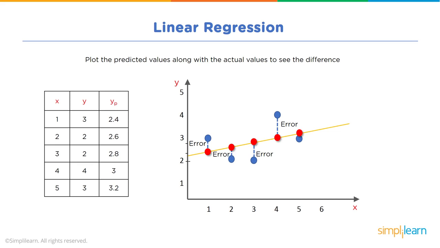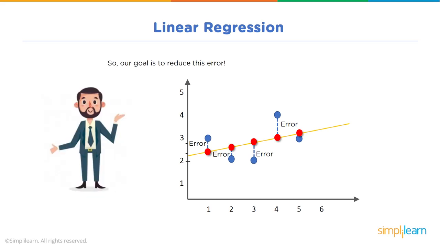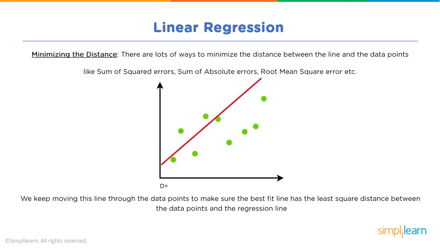And you can see over here we plotted x and y predict. And we draw in a little line so you can sort of see what the error looks like between the different points. So our goal is to reduce this error. We want to minimize that error value on our linear regression model. Minimizing the distance.